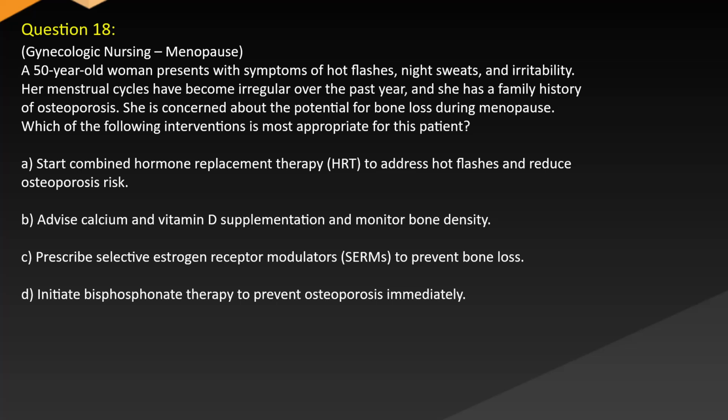A. Start combined hormone replacement therapy (HRT) to address hot flashes and reduce osteoporosis risk. B. Advise calcium and vitamin D supplementation and monitor bone density. C. Prescribe selective estrogen receptor modulators (SERMs) to prevent bone loss. D. Initiate bisphosphonate therapy to prevent osteoporosis immediately.